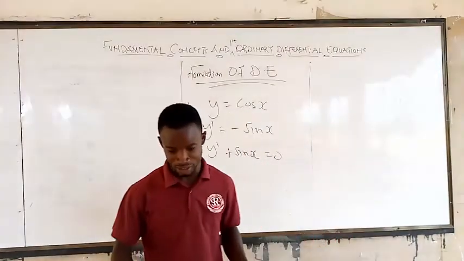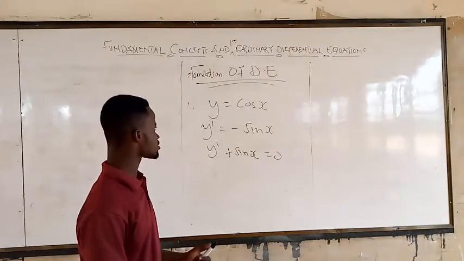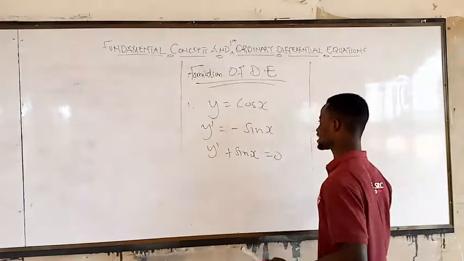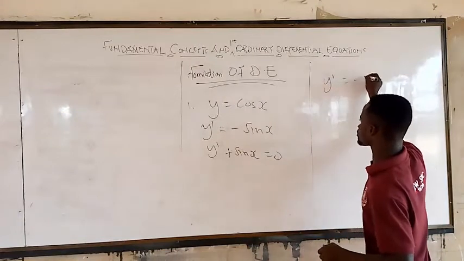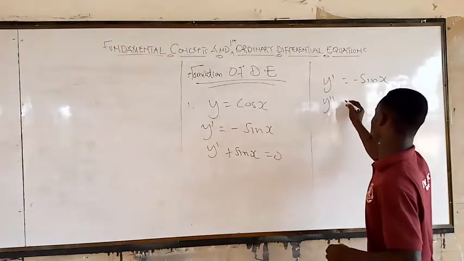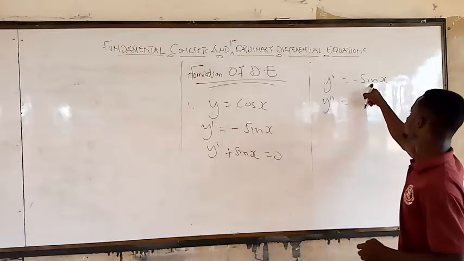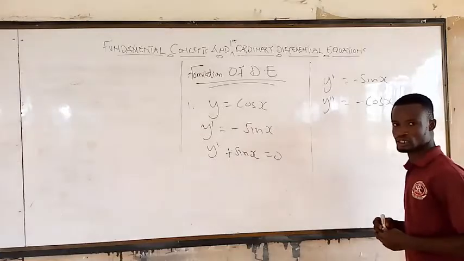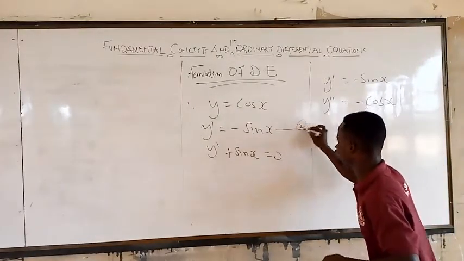A differential equation, we can write it in so many ways. Now, let's look at it in the second derivative. From y prime is equal to negative sine x, what can we get here? Second derivative, we get y double prime is equal to what? When you take the derivative of this, you get negative cos x. Very good.